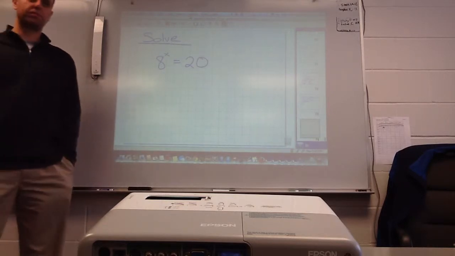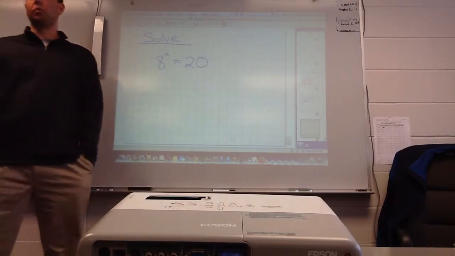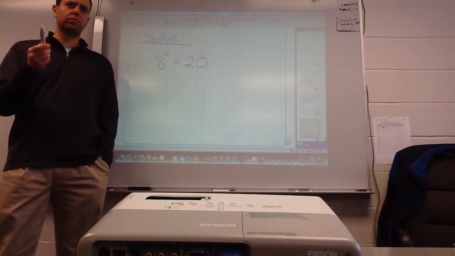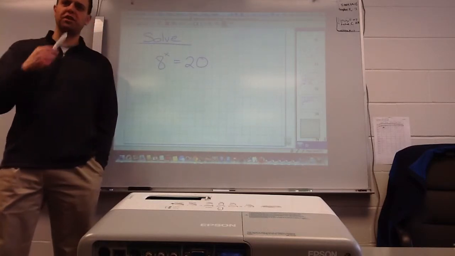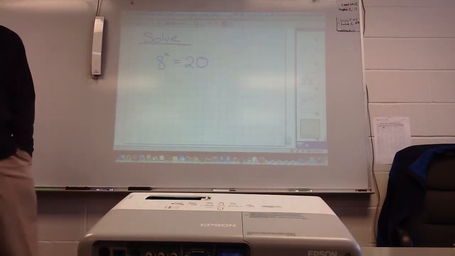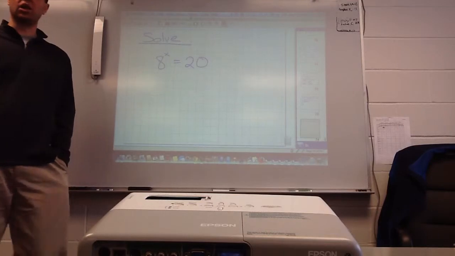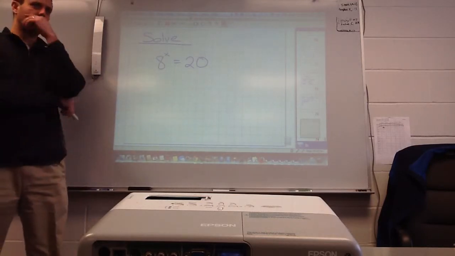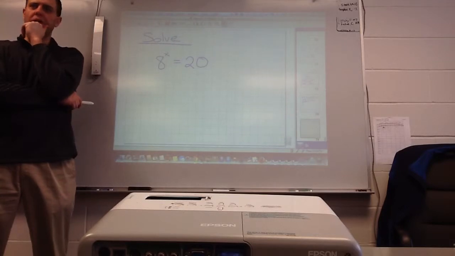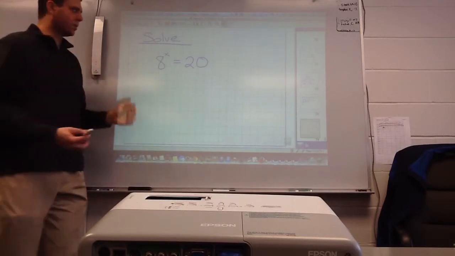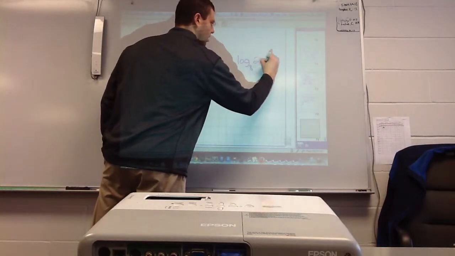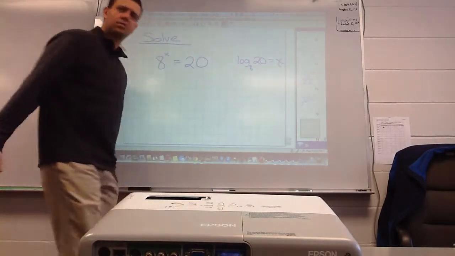How do we solve this? One of two ways. One way is to change forms. This is an exponential form, change it to logarithmic form. Totally fine if you want to do that. Anybody know what this would be in logarithmic form? Log to the base 8 of 20 equals x. So if you change forms, you'd have log to the base 8 of 20 equals x.